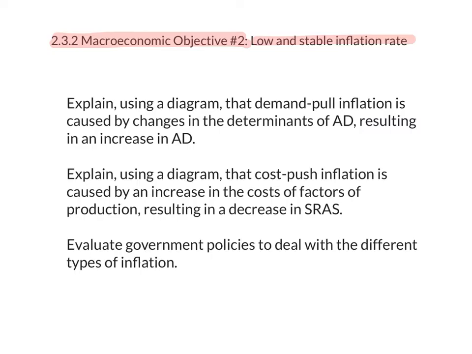In this video, I'm going to explain using a diagram that demand pull inflation is caused by changes in the determinants of aggregate demand. I'm going to explain using a diagram that cost-push inflation is caused by an increase in the costs of the factors of production, resulting in a decrease in SRAS, short-run aggregate supply, and then I'm going to evaluate government policies to deal with the different types of inflation. So let's get started.